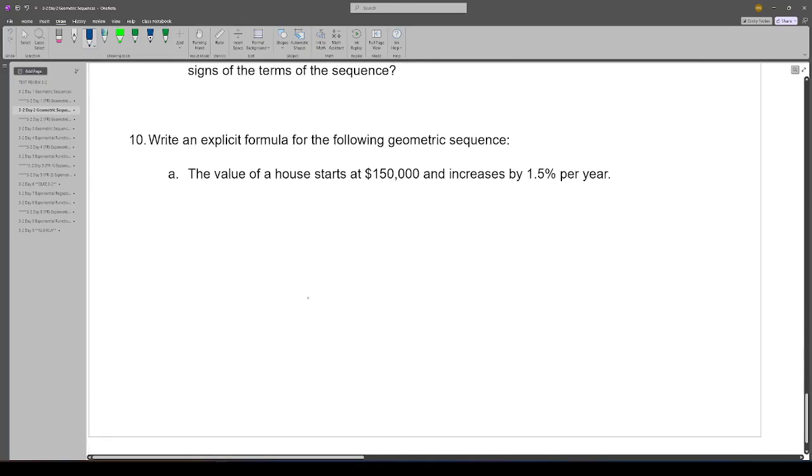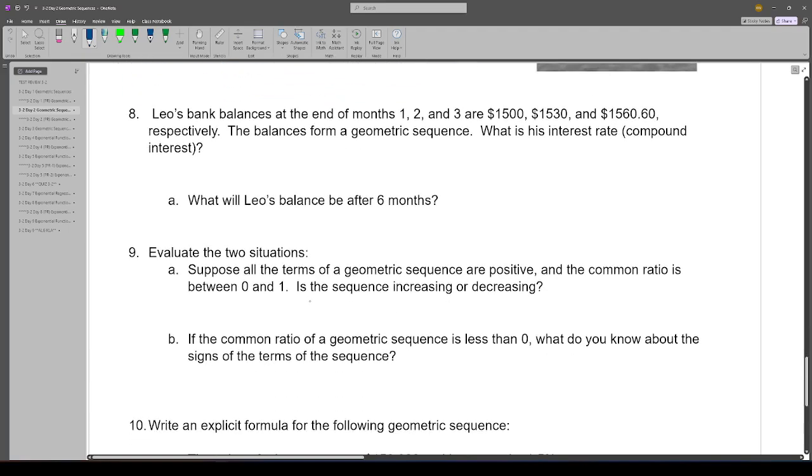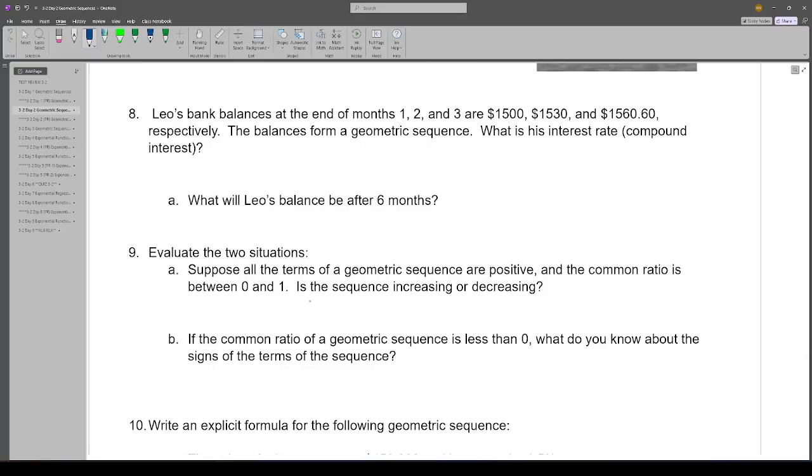All right, we have 3 more, so we'll go through those. Leo's bank balances at the end of months 1, 2, and 3 are 1,500, 1,530, and 1,560.60. They form a geometric sequence. And we can see that because here we added 30, and here we added 30.6. We're not adding the same amount each time. When we have a geometric sequence or an exponential growth on a bank account like this, we call that compound interest. So what will his balance be after 6 months?